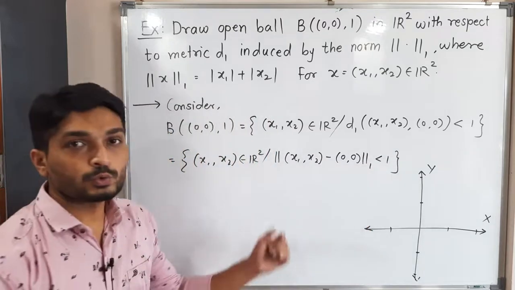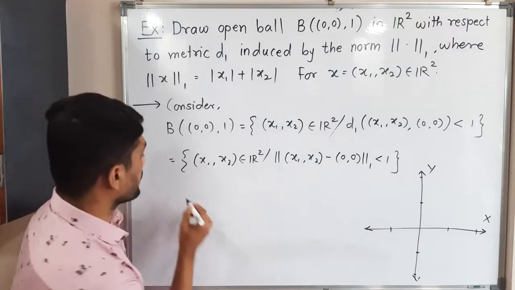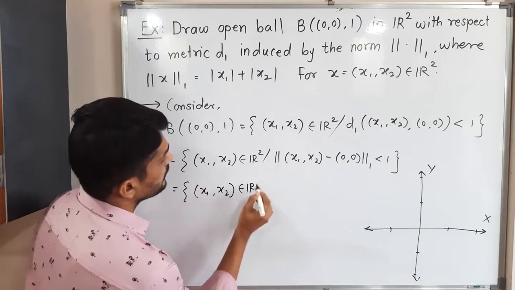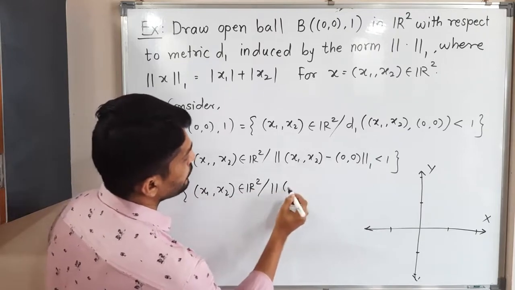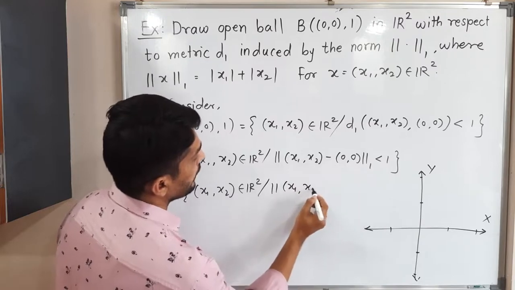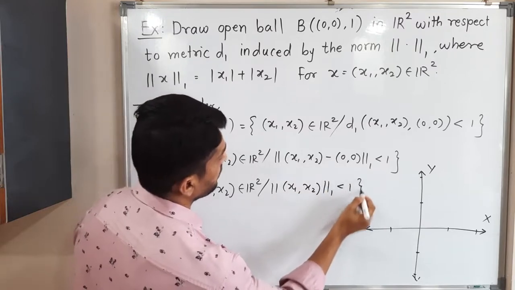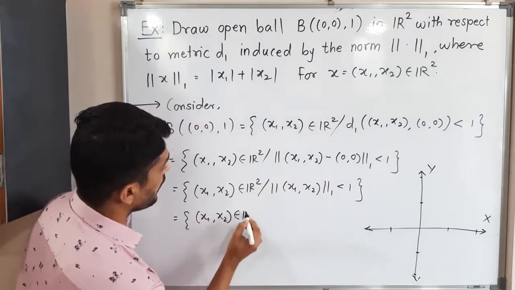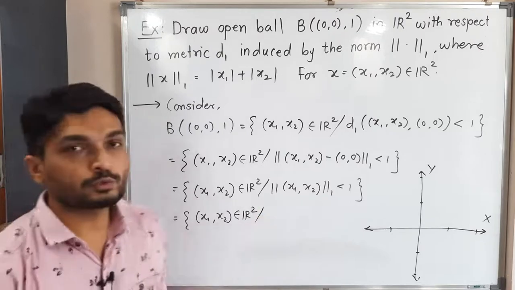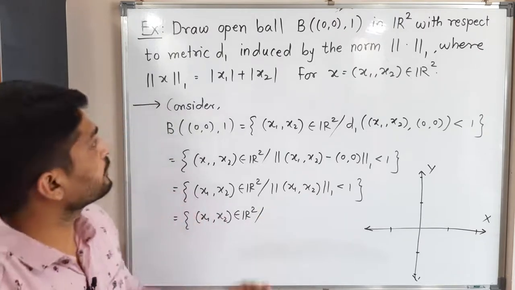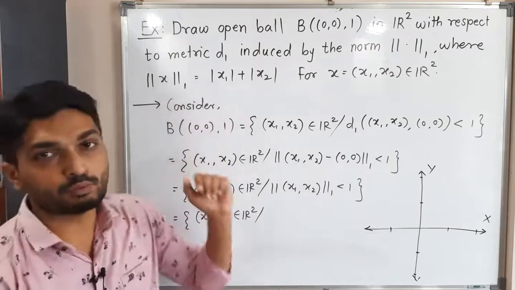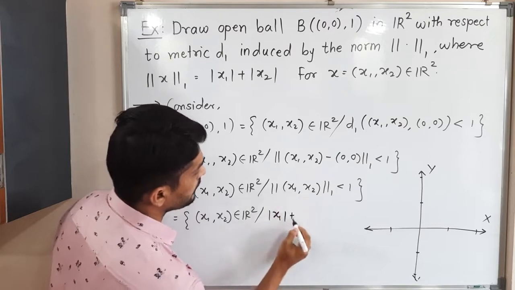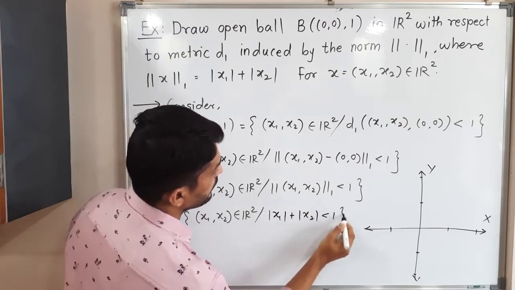You know how to subtract component-wise. So what will you get? (x1, x2) belongs to R2 such that x1 minus 0 we will have x1, x2 minus 0 we will have x2, norm 1 less than 1. Now we have to use the definition of norm 1. What is the definition of norm 1? It is mod x1 plus mod x2. Let us follow the definition here. Therefore this is mod x1 plus mod x2 less than 1.